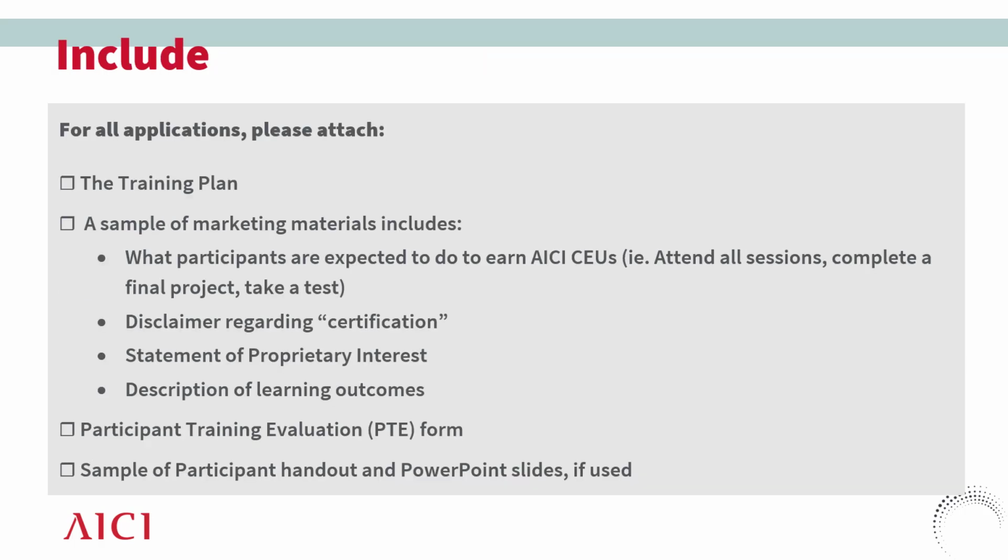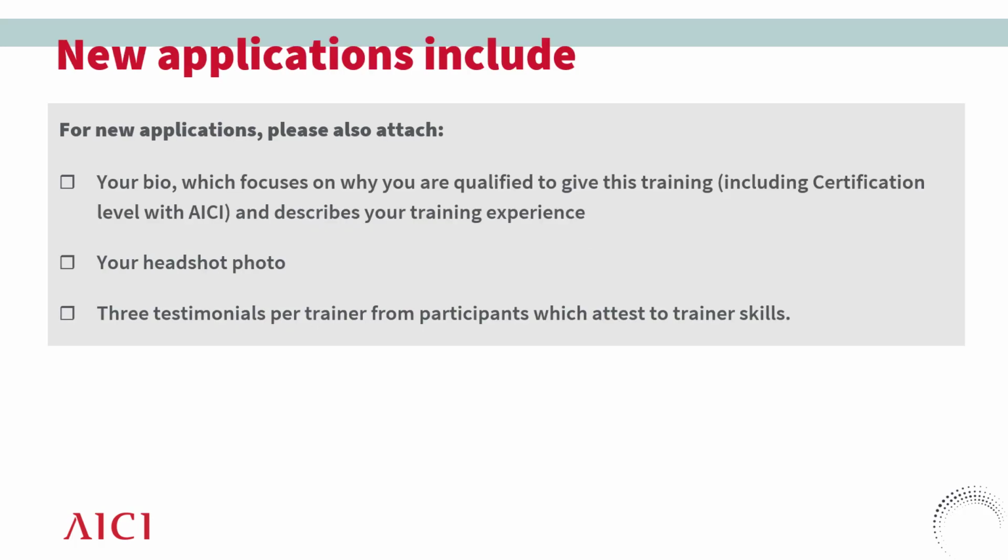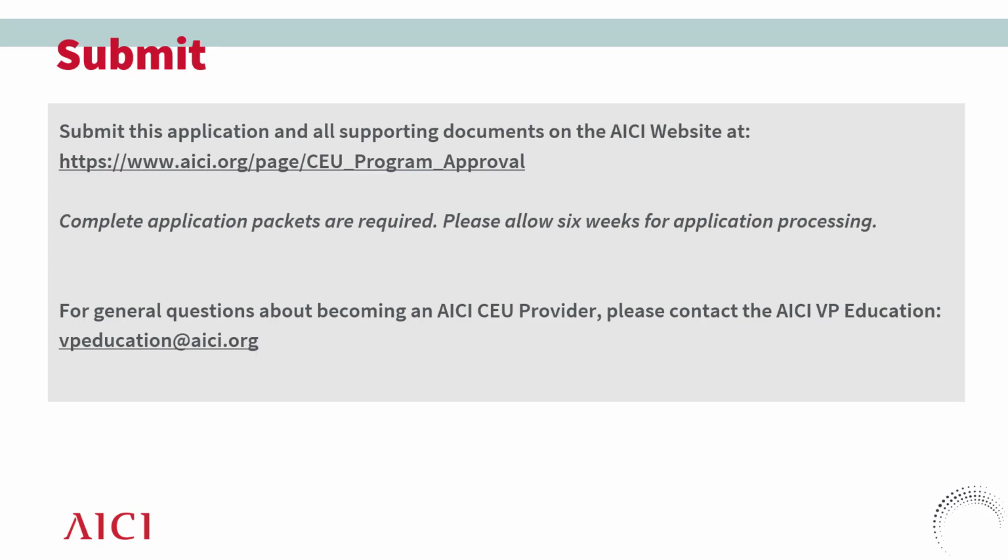Remember to include all the pieces to your application: the training plan, a sample of marketing materials, the participant training evaluation, and a sample of the participant handout and PowerPoint slides if they are used. If it's a new application, then also attach your bio, your headshot photo, and 3 testimonials for each trainer. Submit the entire application and all the supporting documents in a zip file to the AICI website, and the URL is provided. It's important to include all the materials in the application.